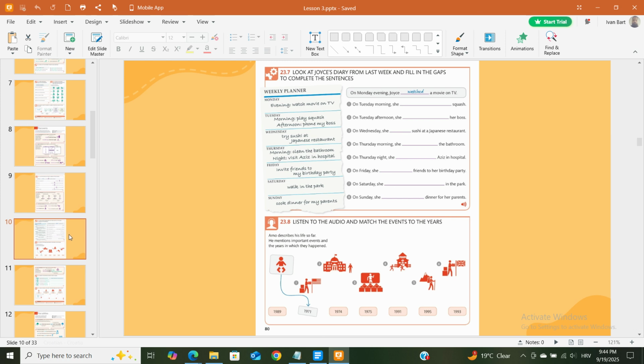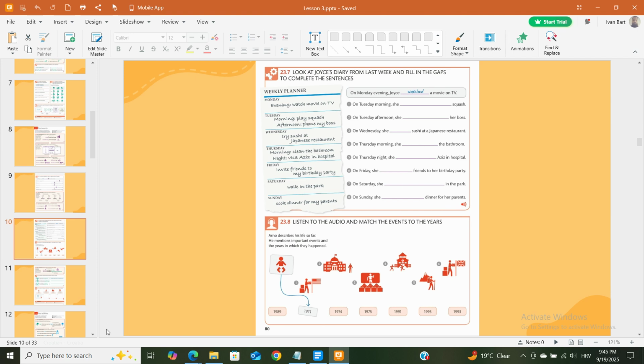23.7 Look at Joyce's diary from last week and fill in the gaps to complete the sentences. Weekly planner. Monday evening: watch movie on TV. Tuesday morning: play squash; afternoon: phone my boss. Wednesday: try sushi at Japanese restaurant. Thursday morning: clean the bathroom; night: visit Aziz in hospital. Friday: invite friends to birthday party. Saturday: walk in the park. Sunday: cook dinner for my parents. On Monday evening, Joyce watched a movie on TV.